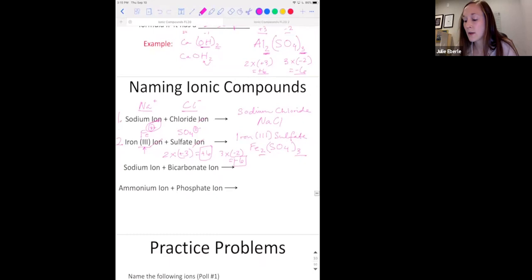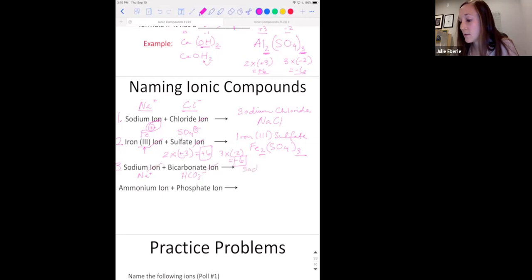All right, sodium ion and bicarbonate ion. We know sodium is Na+, bicarb, HCO3 -1. Again, how did I know that? I've taught this class a few times. So how do we name the compound? How do we write the formula? Well, name, you just drop the word ion.